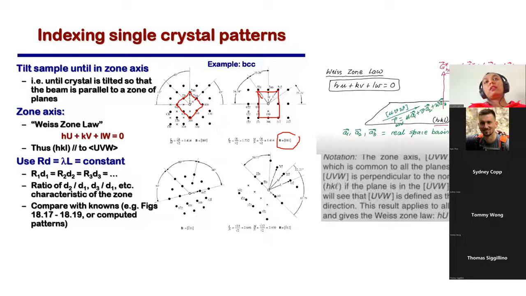Now, in this one, again, I would emphasize: what are the spots we got? We got some spots here, plus G and minus G, 200 and 2 bar 0 0. If you look carefully at this point, 2 bar 1 1 bar, the opposite side becomes 2 1 bar 1. And here it is 2 bar 1 bar 1, and here it becomes 2 1 1 bar. So a lot of microscopists, once they do BCC, it's already registered in their mind about the different zone axes and their shapes.